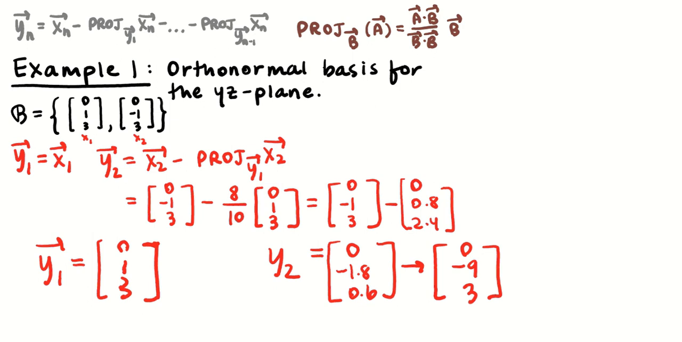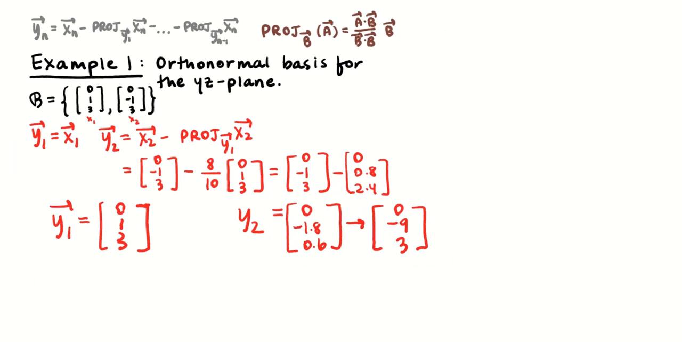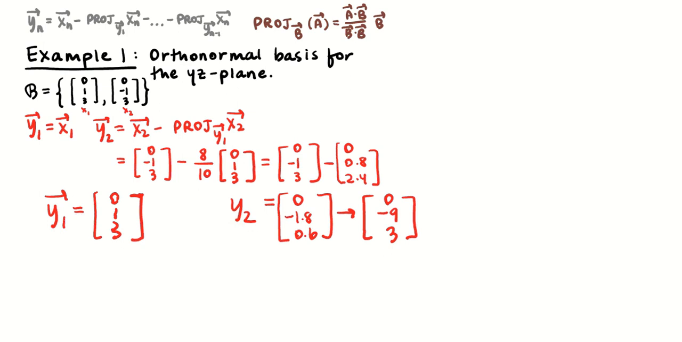Because the third component is -1/3 of the second component. That was confusing. I don't know why I would call that y3. Anyway, so what I need now is to turn these into unit vectors. And so in red, I did the Gram-Schmidt algorithm. Now I'm going to turn these into unit vectors.